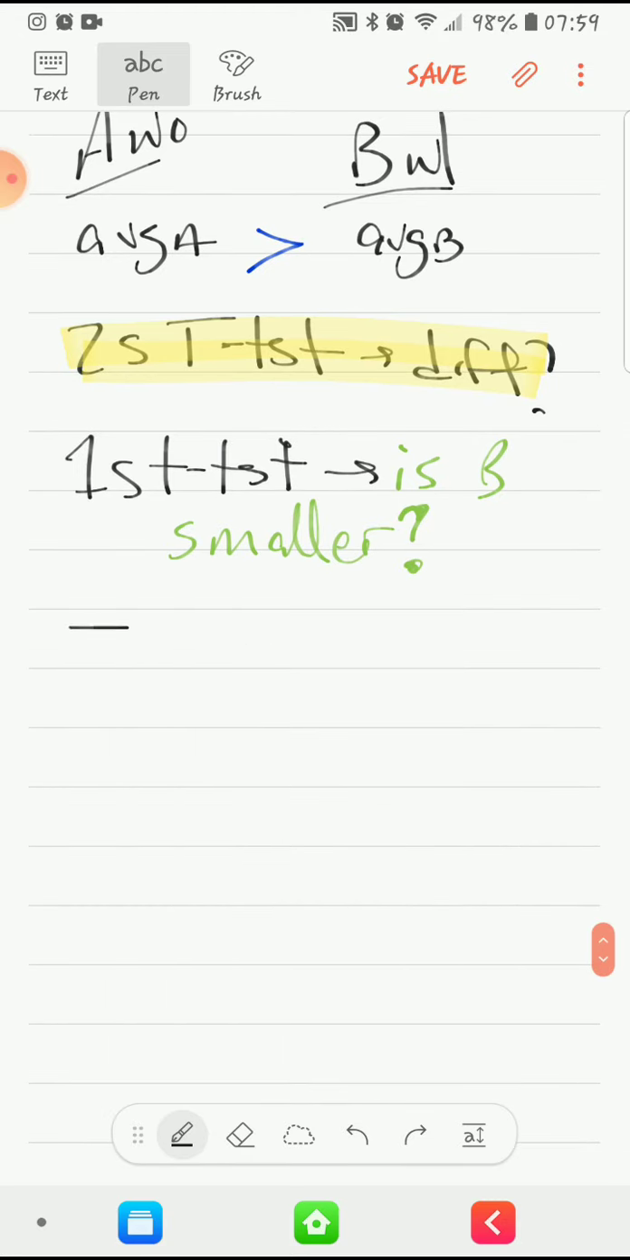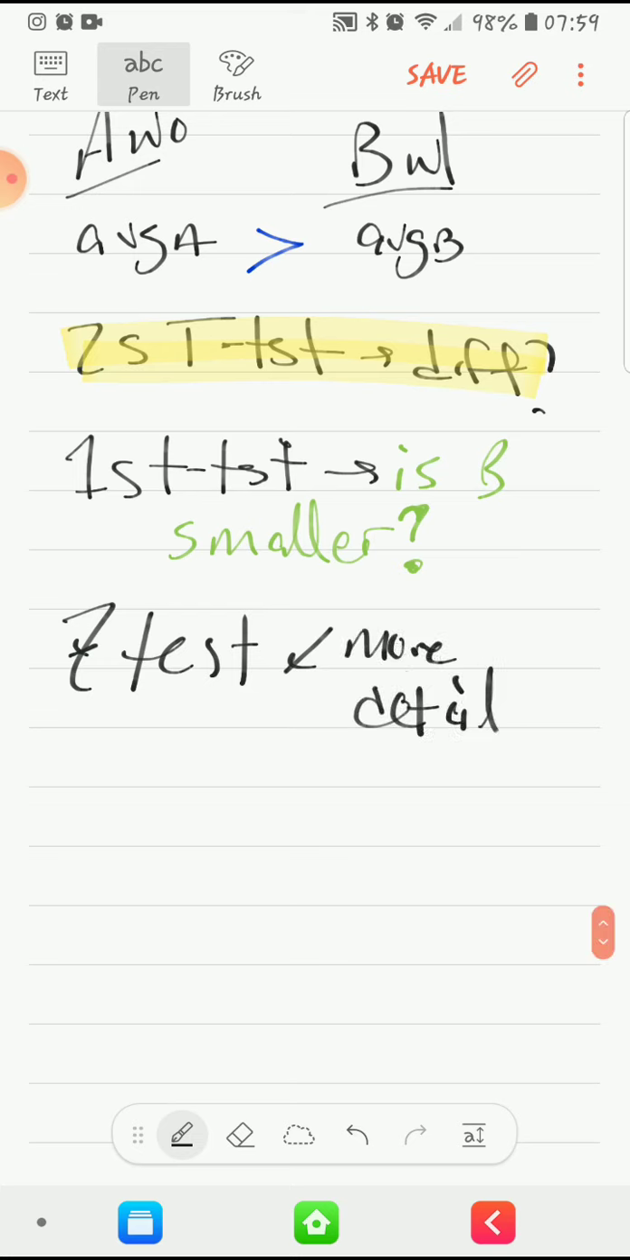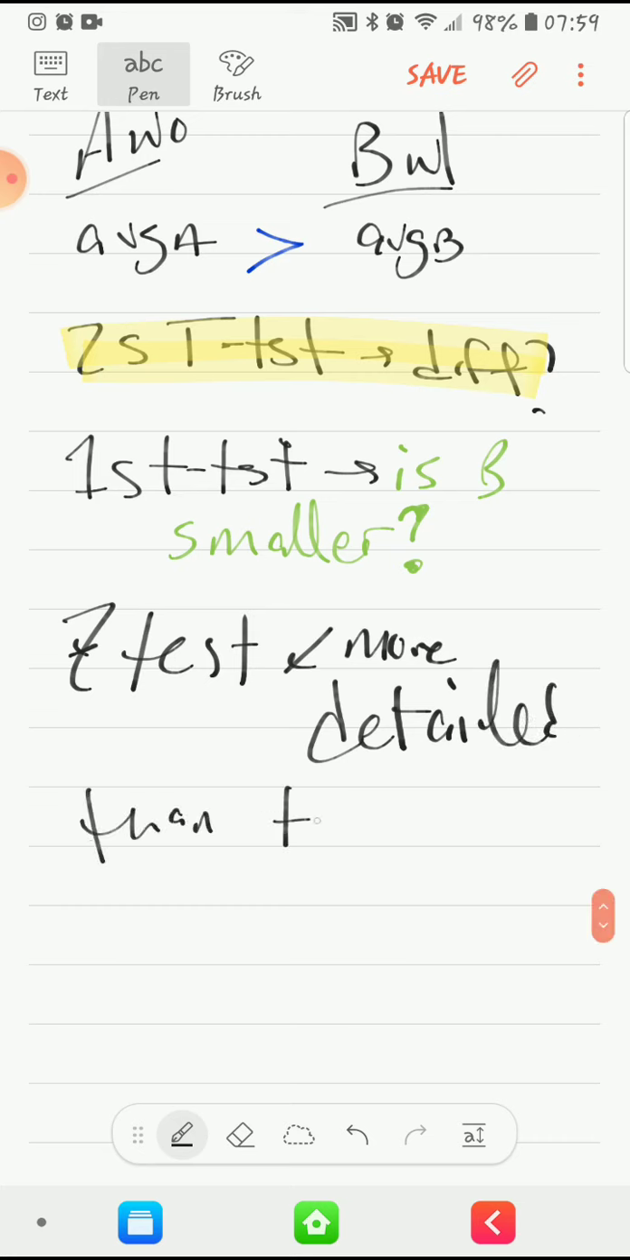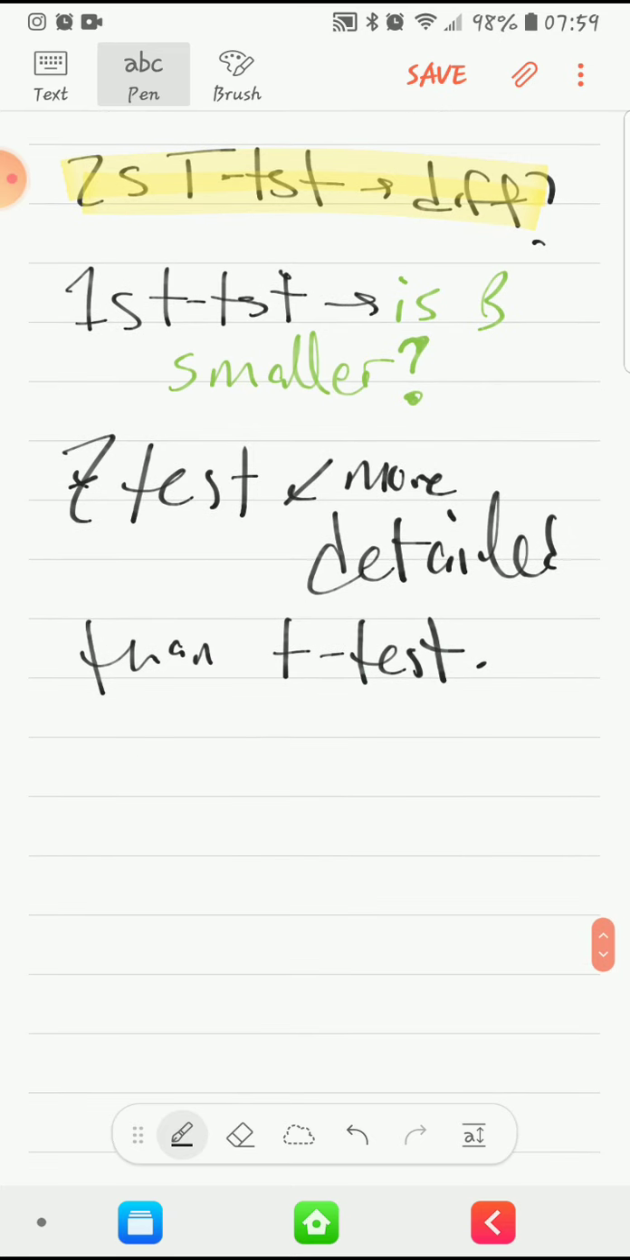the z-test. Okay, so we got the z-test. That's a little bit ugly. The z-test is basically like a more detailed version of the t-test. Let me write that: more detailed than t-test. I've got to get a better feel for my handwriting. There are some specific criteria for when you use the z-test versus the t-test. So you've got z-test versus t-test.